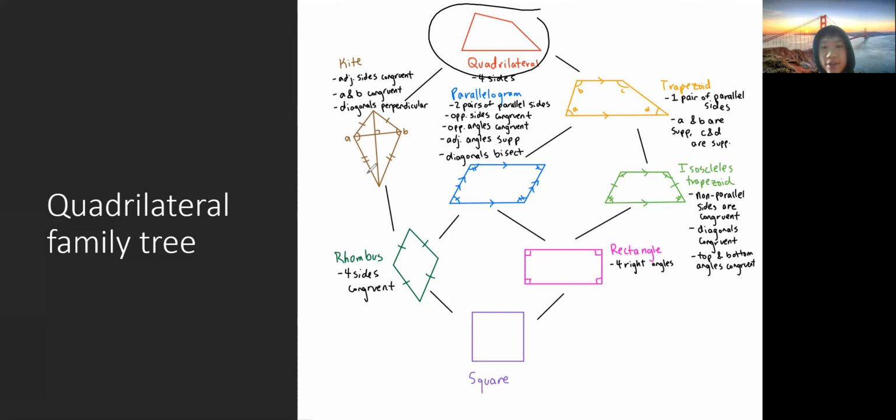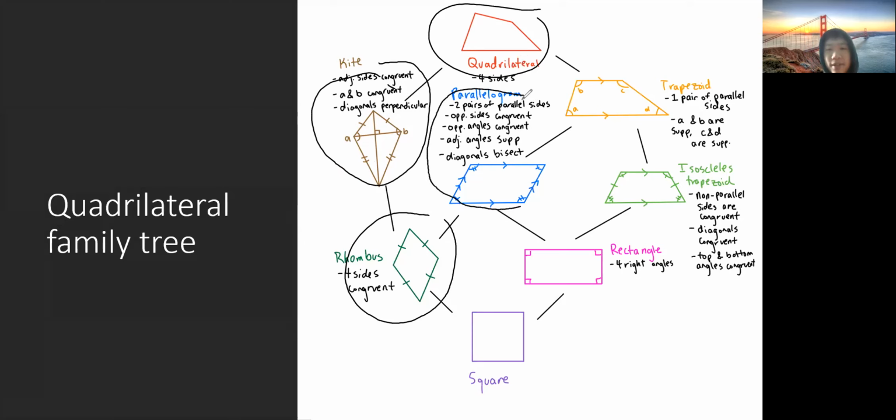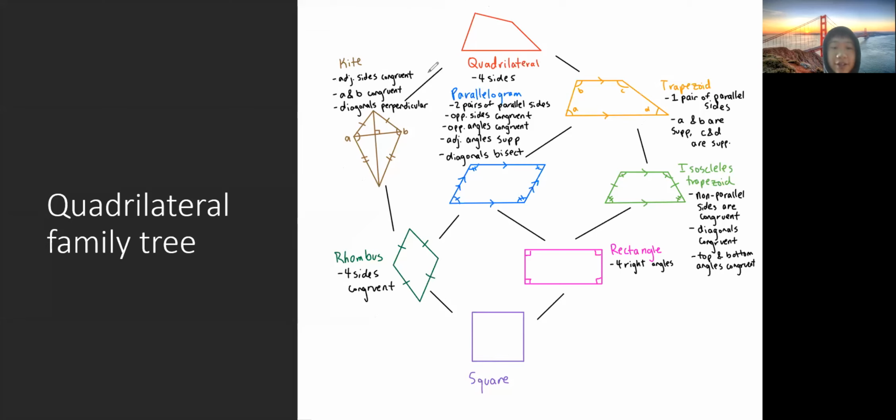And this family tree says that all the quadrilaterals below this great grandpa are going to have the traits of this grandpa. So let's say we take the rhombus here. The rhombus is the child of the parallelogram and the kite. So it has all these aspects of a kite, all these aspects of a parallelogram. And a parallelogram is a trapezoid. So it has all the aspects of a trapezoid. And it has all the aspects of a quadrilateral. So every single quadrilateral down the line here is going to have all the traits of its ancestors.